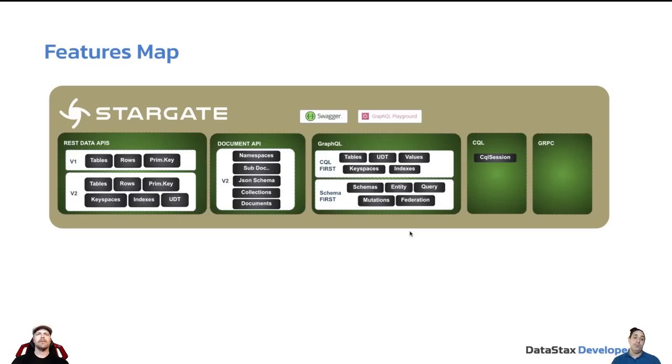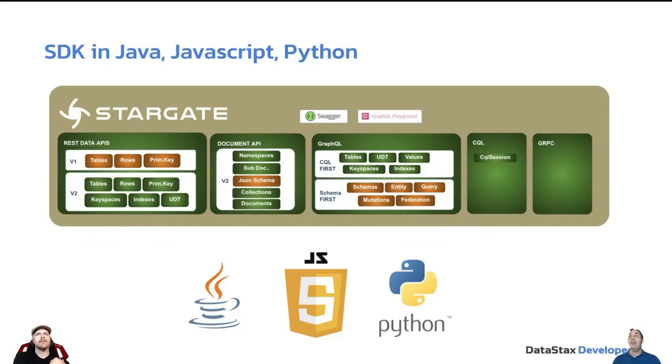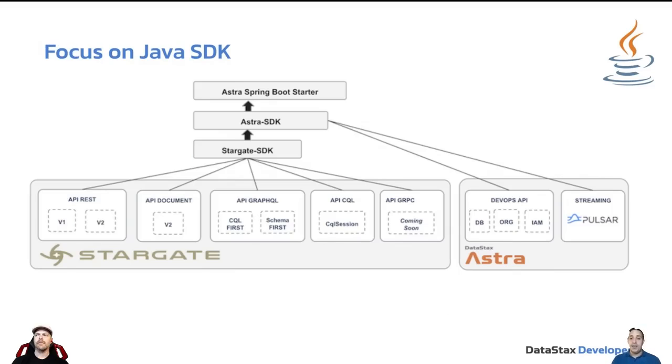So Stargate provides the REST API in multiple versions. Document API doing a lot of stuff. GraphQL APIs, even two APIs. One SQL first, one schema first to do GraphQL federation, SQL, and even more coming. So that is a lot. And this is the reason why we created at DataStax three SDKs, one for Java, one for JavaScript, one for Python. Yet, maybe more to come. And we have created the client and wrapper to use the APIs. So the APIs for Stargate and also APIs in Astra.